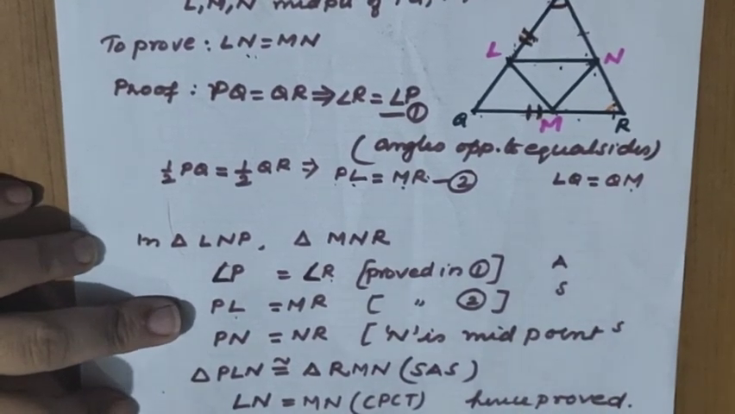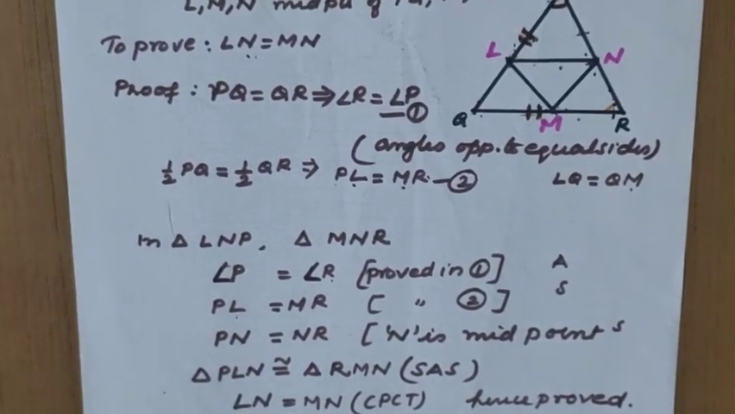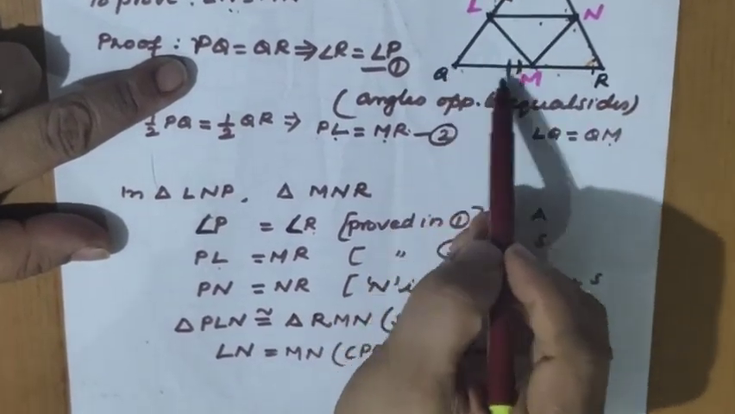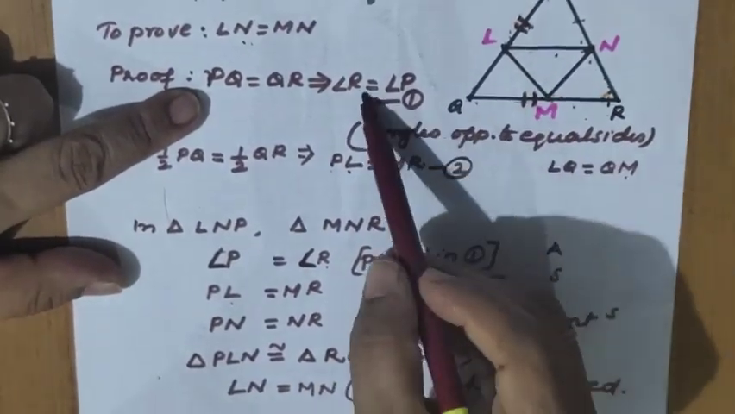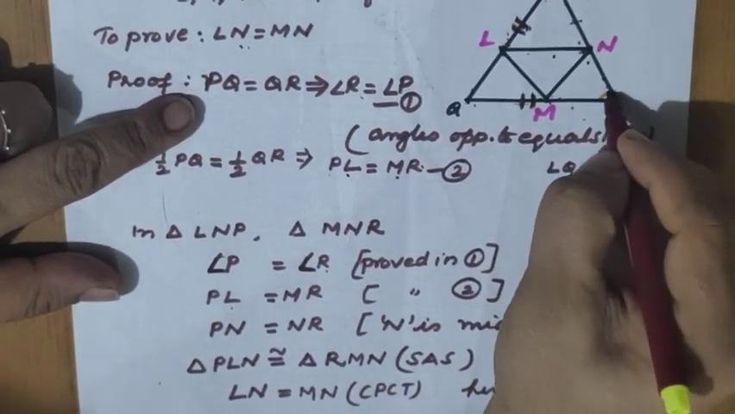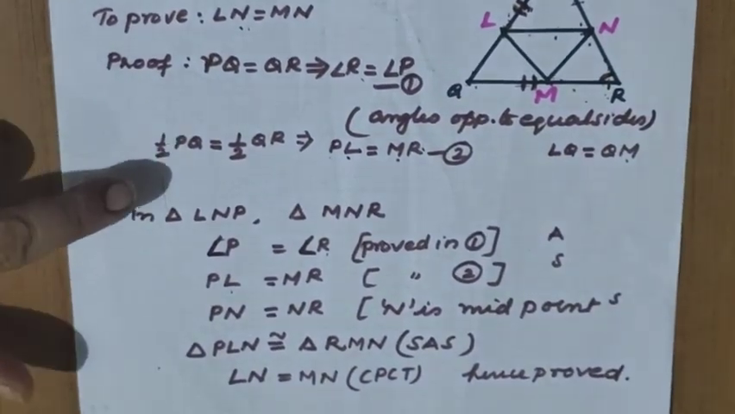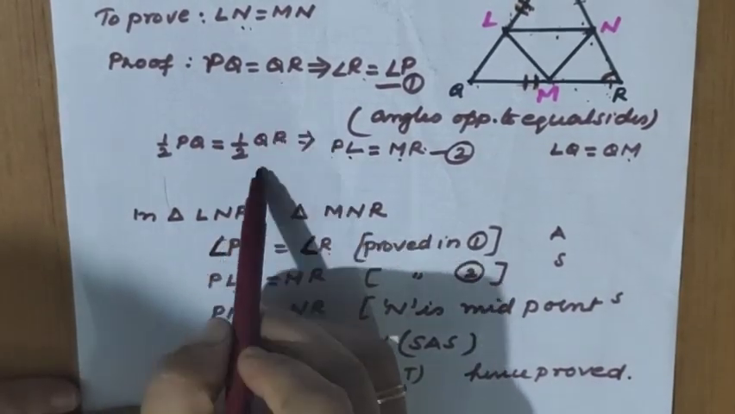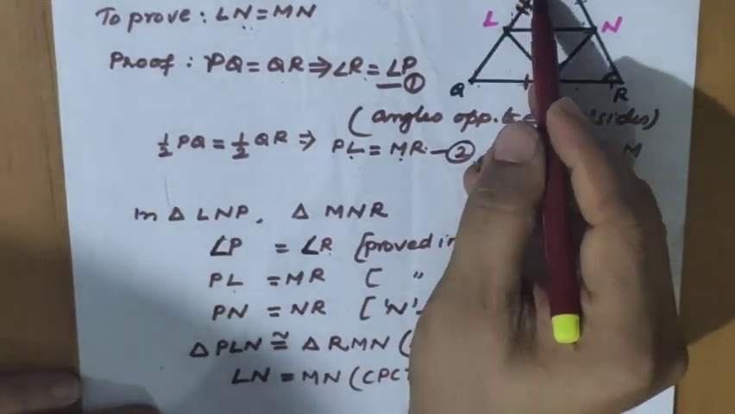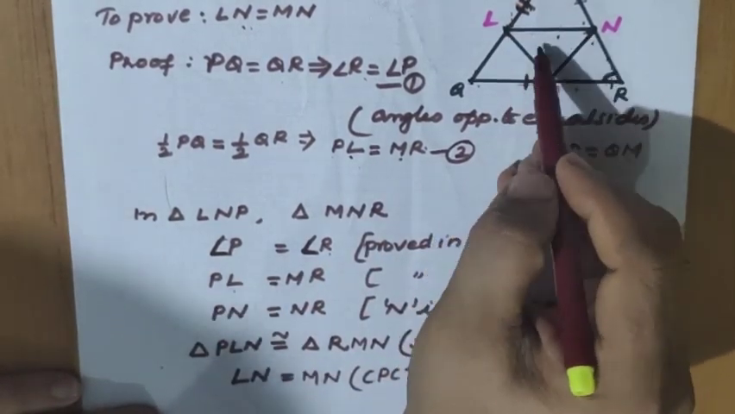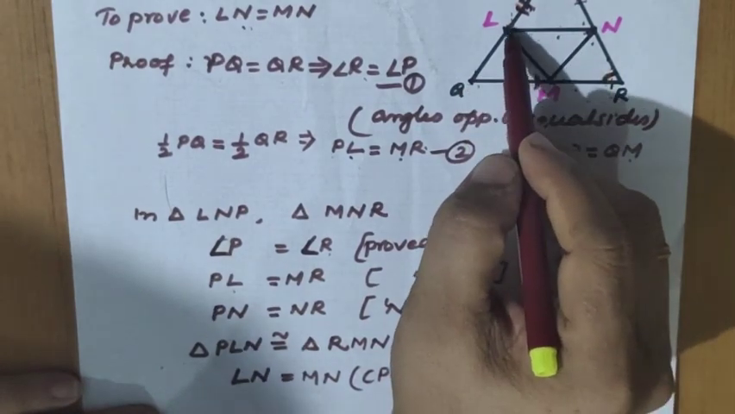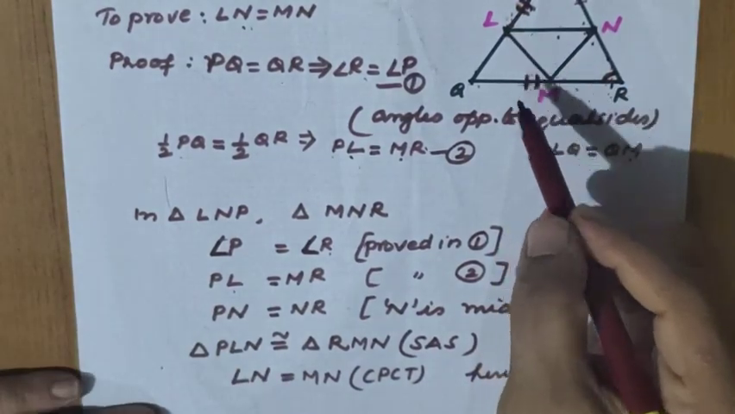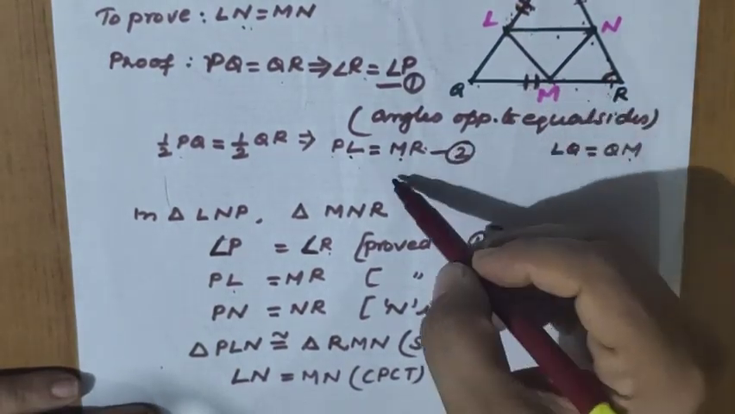I repeat, what are the criteria we have to take now? PQ equal to QR. Already it is given that it is an isosceles triangle, PQ and QR. So base angles we have marked, R equal to P. So we got equal angles, angle R and angle P only. Now from this only we are continuing. Half of PQ equal to half of QR. So we require PL because LN is one of the sides and I cannot come this side for making the triangle. So L and P we are going. So half of PQ means I am writing PL. Similarly, half of QR means I'll write here MR.